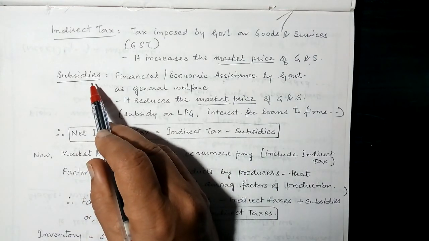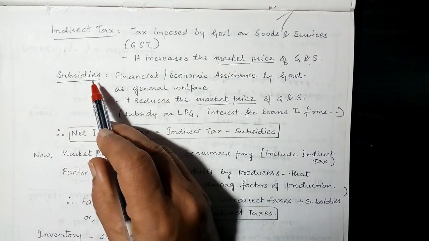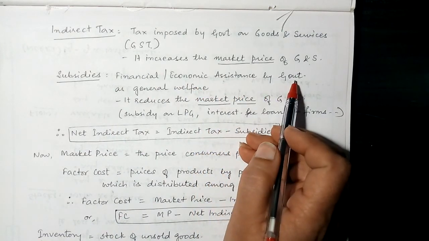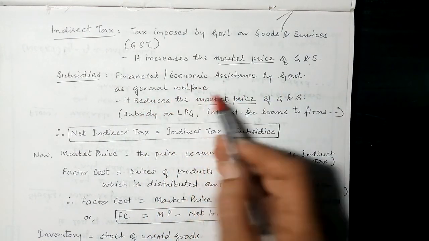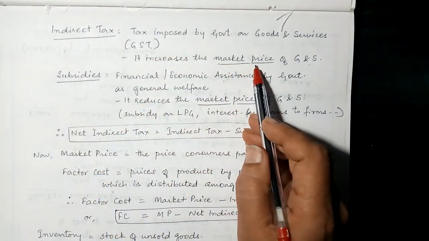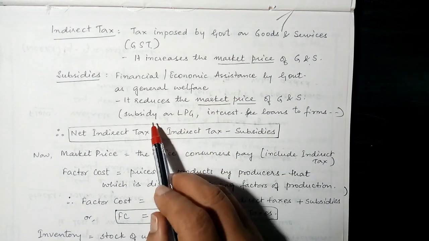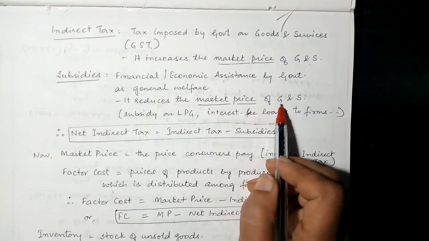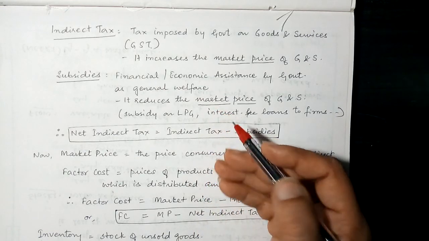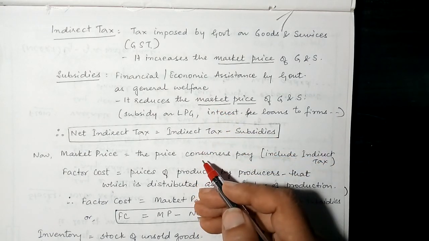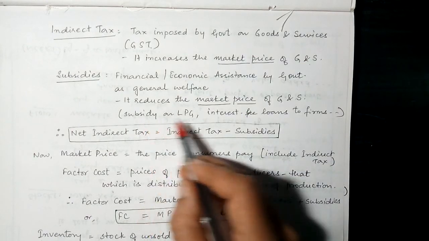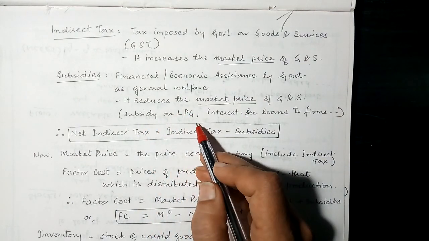Then there is another concept called subsidies. In this case, financial or economic assistance is given by the government as part of general welfare or social welfare. If indirect tax increases the market price of goods and services, subsidy reduces the market price of goods and services, because here the goods are manufactured at a very low rate or less rate. So they will be available in the market for a lesser price. For example, the subsidy on the LPG, this is what we commonly know.